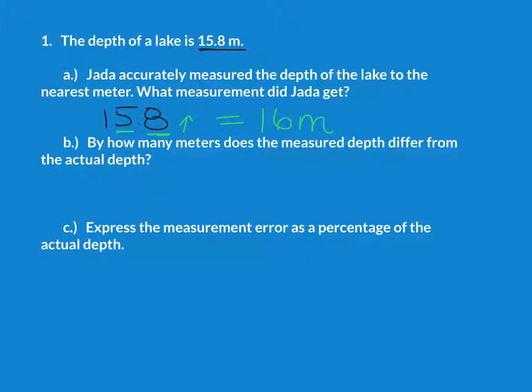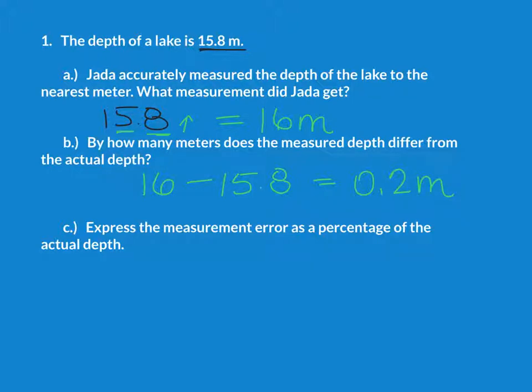Next one, by how many meters does the measured depth differ from the actual depth? So it's a simple subtraction problem. 16 minus 15.8. That is 0.2, or 2/10 of a meter.